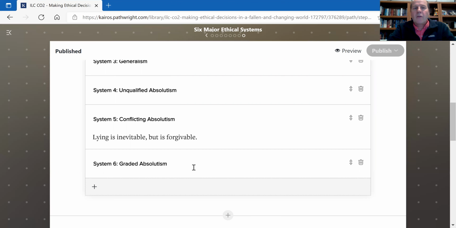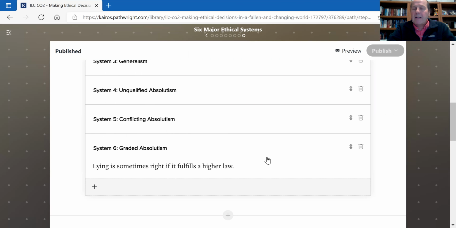Graded absolutism sounds similar, but it is very significantly different. They say that lying is sometimes right if it fulfills a higher law. For example, with the example we used earlier, I am going to lie about the Hebrew women giving birth quickly in order to preserve life, because preserving life is a higher good, a higher law, than not lying. And so that is a practical way of looking at the six ethical systems.